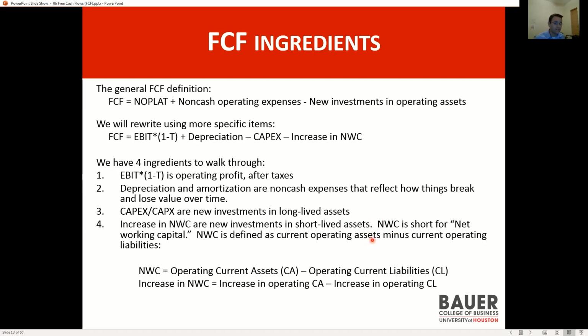It's our current operating assets minus our current operating liabilities. Okay, so net working capital is here, operating current assets minus operating current liabilities. Now this thing by itself, this first line, that's not what we care about. What we care about are new investments in net working capital. So we care about the second line, the increase in net working capital. To calculate that, you calculate the increase in your operating current assets and you subtract off the increase in your operating current liabilities. This is picking up how much new stuff you are putting into the company, how much new inventory you are buying, for example.